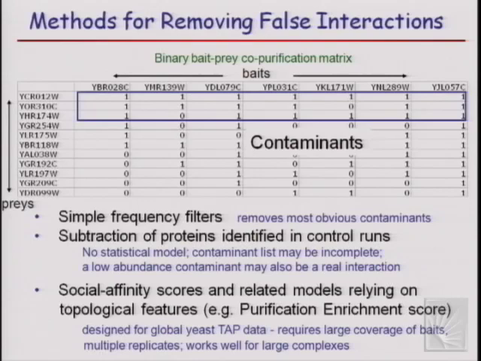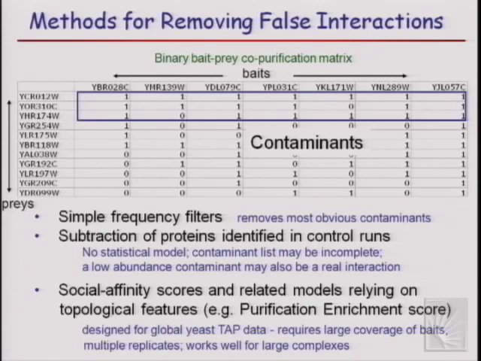They are basically designed for global studies where, like I said, pretty much every protein that appears as a prey is also a bait in that matrix. So it's more or less a symmetric matrix that's required in those cases. They require multiple replicates per bait and really work well with large protein complexes where a lot of proteins pull each other out, and not at all for signaling pathways like the kinome data.